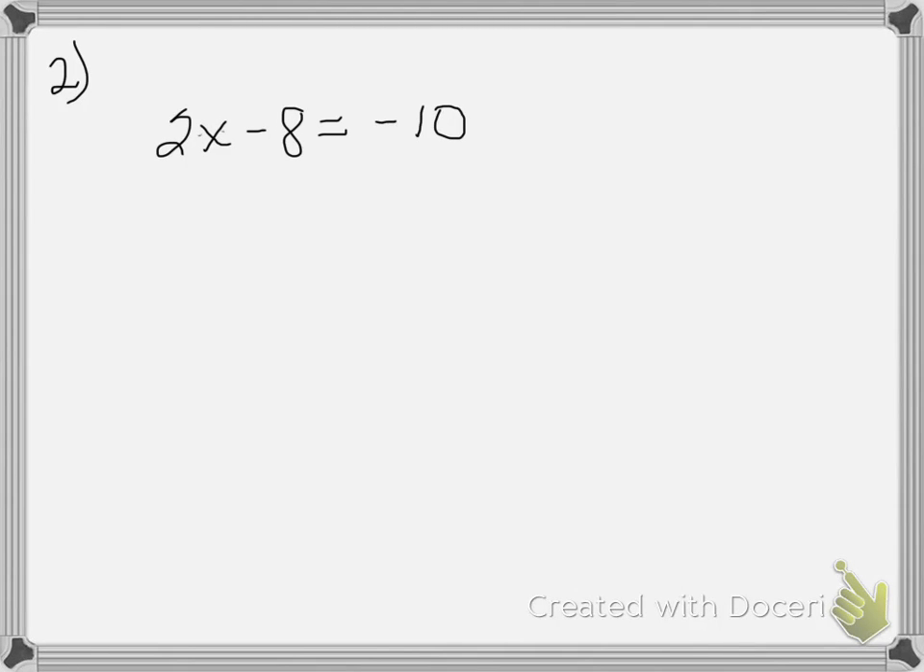All right, here is question number 2 on our Unit 1 review. It's 2x minus 8 equals negative 10. As we discussed in class, there's a couple things you can do. You can do the do and undo list, so let's do that one to practice a little bit. So this is the do and this is the undo. Remember, the do is what is being done to the variable, and the undo is what we do, the opposite.